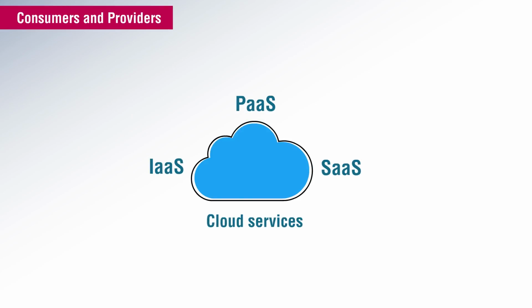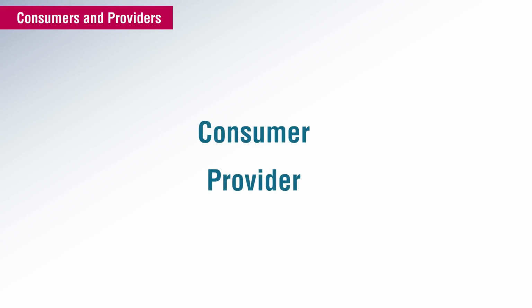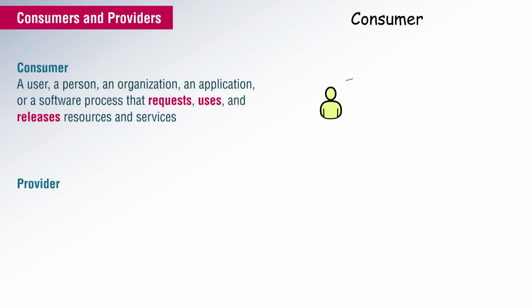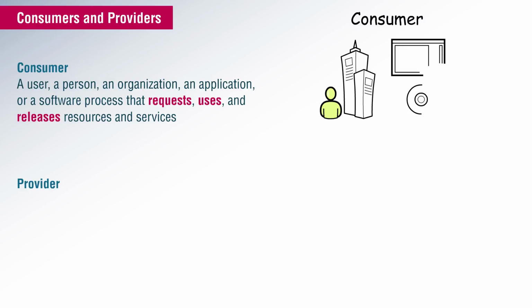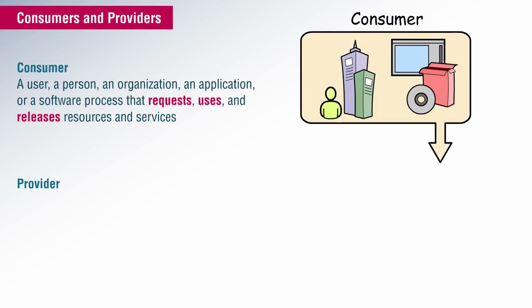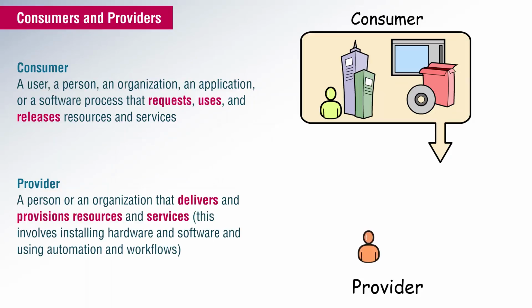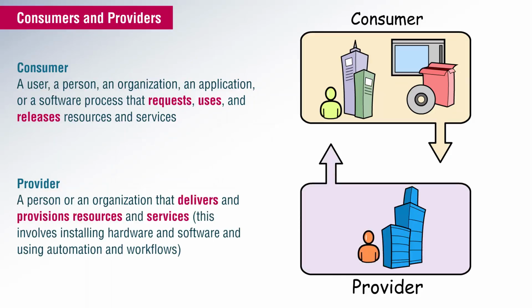Before you understand the cloud service model, you must realize the concepts of a consumer and a provider. A consumer is a user, a person, an organization, an application, or a software process that requests, uses, and releases resources and services. A provider is a person or an organization that delivers and provisions resources and services to a consumer. Delivering and provisioning resources and services involves installing hardware and software and using automation and workflows.